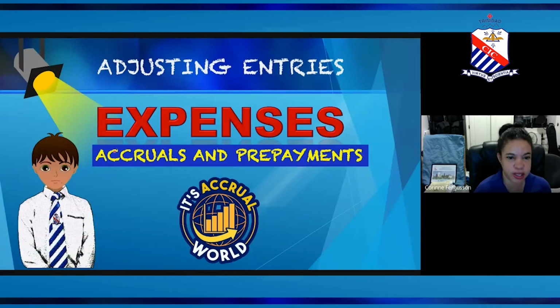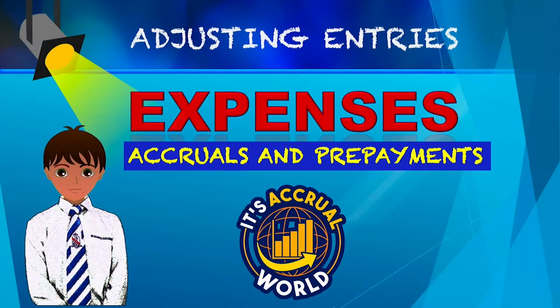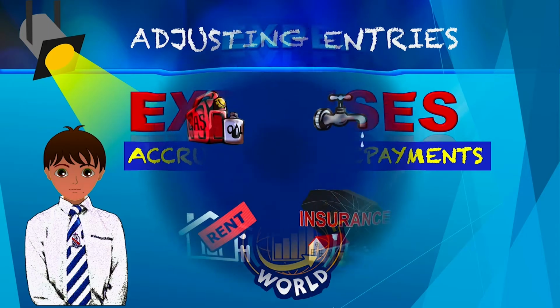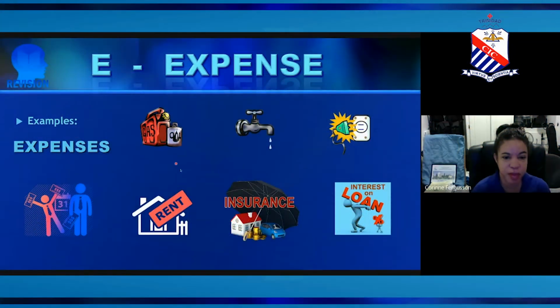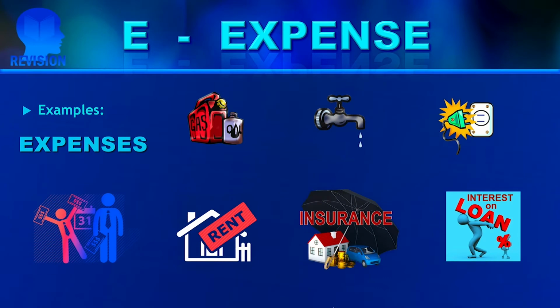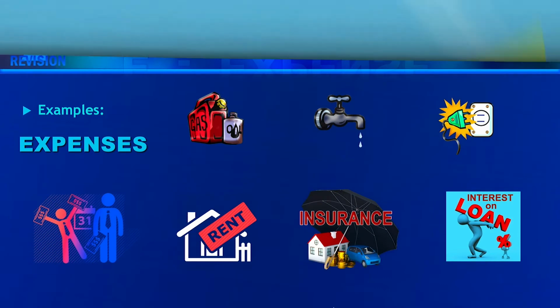So we are going to go into the adjusting entry for the expenses, of which there are 2, which would be the accrued expense and the prepaid expense. Your expenses would be things like gas and water, utilities, electricity, interest on loan. I hope everybody is now reinforced that interest on loan is an expense. Insurance, rent, salaries, carriage outwards. I don't know if you can remember the other expenses, but all those expenses are what we are going to be dealing with.